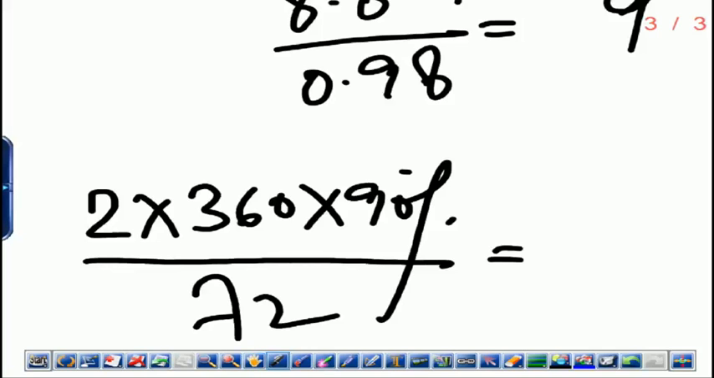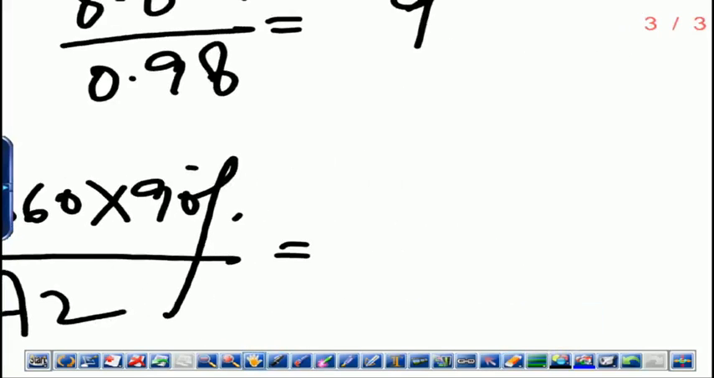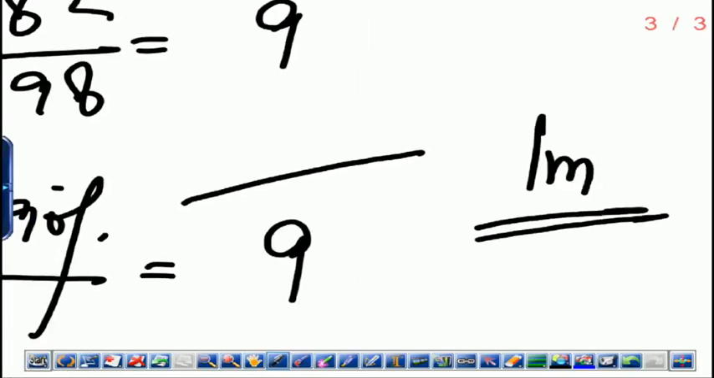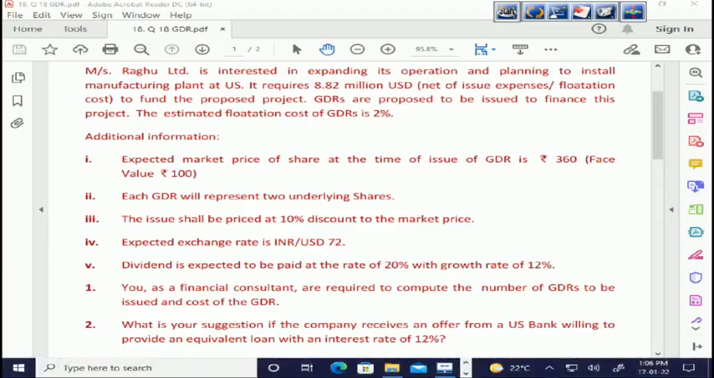What is the gross proceeds per GDR? It is coming to 9. Perfect. So $9 million divided by 9, we have to issue 1 million GDRs.